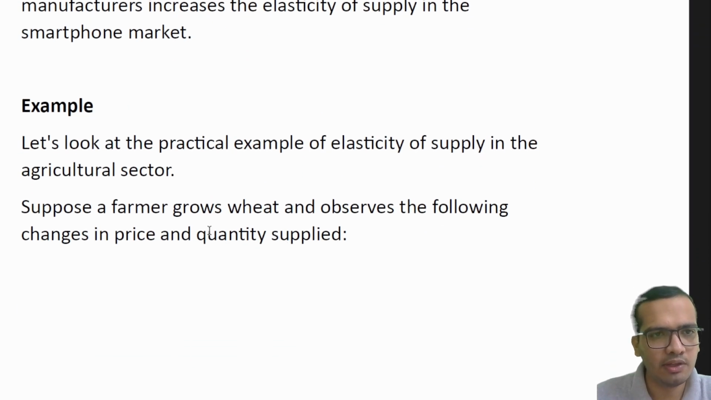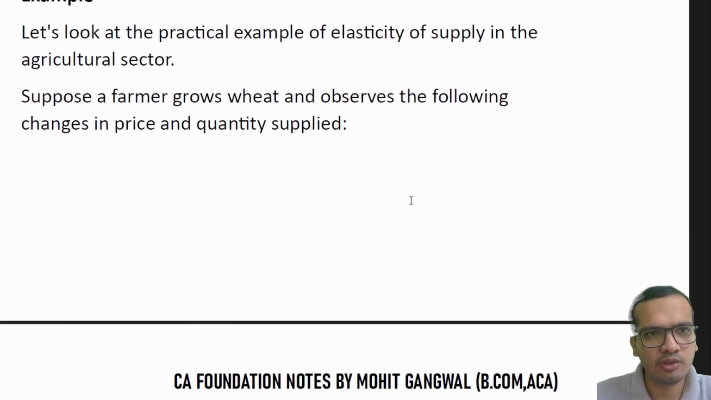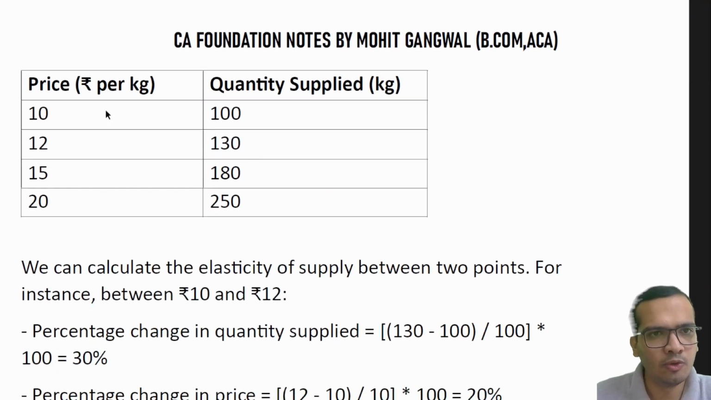I also have one more example. Let's look at a practical example of elasticity of supply in agriculture. Suppose a farmer grows wheat and observes the following changes in price and quantity supplied. The price was 10 and the quantity supplied was 100. When the price increased from 10 to 12, the quantity supplied increased from 100 to 130. Similarly, when the price rose again from 12 to 15, the quantity supplied also increased from 130 to 180. And finally, when the price almost doubled from the original price to 20, the quantity was 2.5 times, that is 250 kgs.